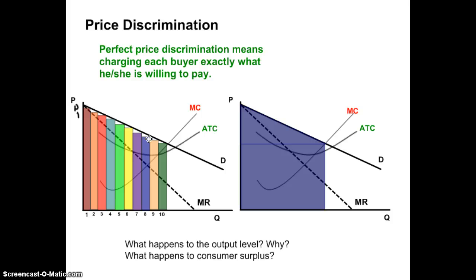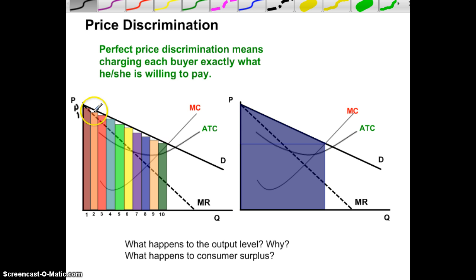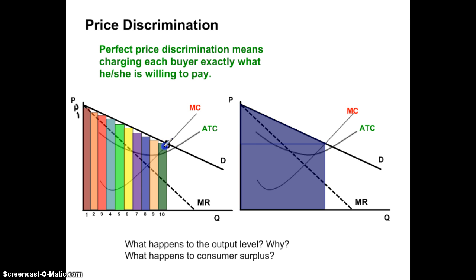So the output level actually ends up being higher than in a traditional monopoly, because marginal revenue doesn't fall, right? The point where marginal revenue equals marginal cost is way out here, the same place it would be in perfect competition, because the marginal revenue of this 10th unit, the amount that person is willing to pay, is equal to the marginal cost of production. So price discriminating monopolists are actually allocatively efficient. Consumer surplus, however, completely disappears, because every consumer is paying exactly the amount which they value the good, so there's no surplus left over for them. The monopolist gets all the surplus for themselves.